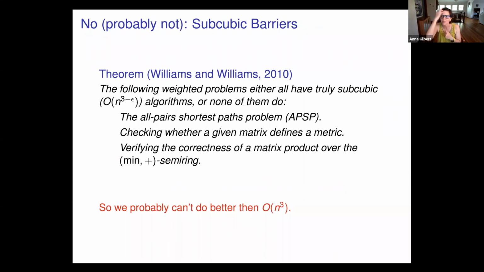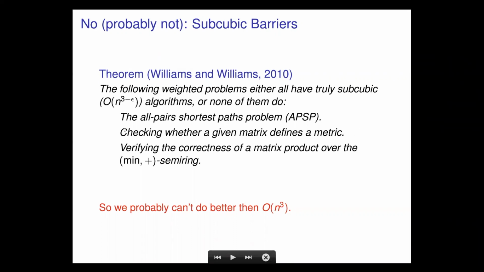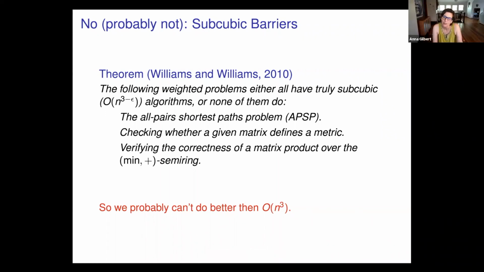There's a result from 2010, a very lovely result by Williams and Williams, that says the following weighted graph problems either all have truly subcubic algorithms or none of them do. The first one is the all pairs shortest path problem. The second one is checking whether a given matrix defines a metric. That's the one we're interested in. And then verifying the correctness of the matrix product over the min-plus semiring. Okay, can you guys see my pointer? This problem in the middle is the one that we're interested in, checking whether a given matrix defines a metric. This result is interesting because it says checking a metric is somehow related to the all pairs shortest path problem.